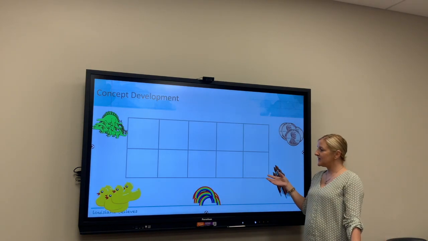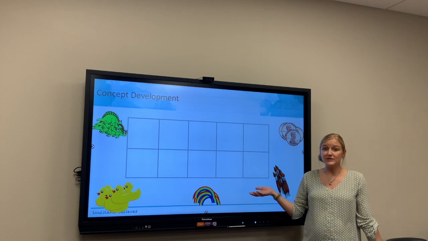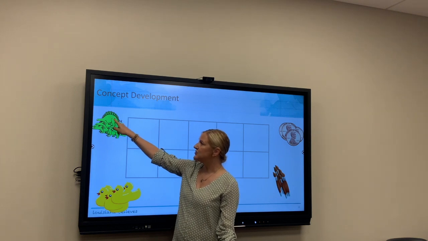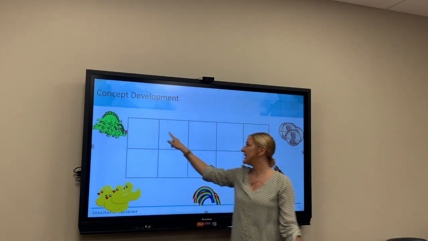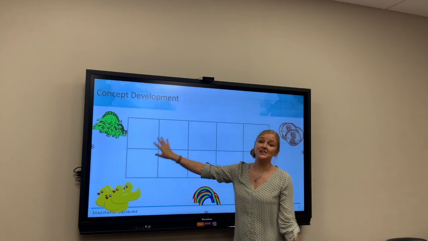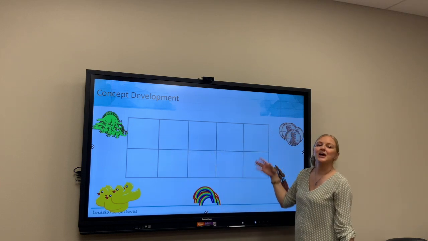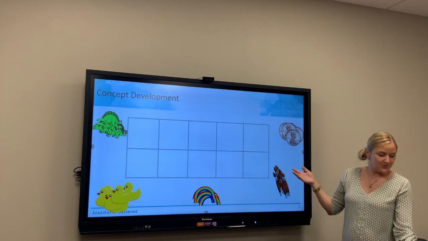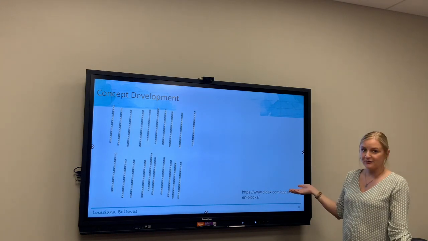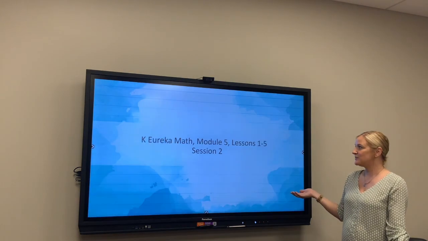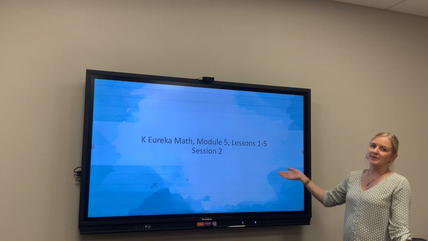I will tell you, when I saw this, I was like, what in the world are we supposed to do? Well, on your interactive board, you're actually able to drag these and create your 10 frame with those pictures. But because I'm not in interactive mode, I can't do that. So these materials are already there for you. You don't have to create any more intervention or acceleration materials. And they're broken up into sessions.